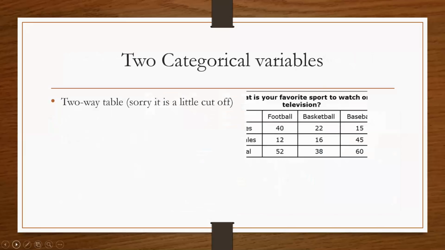And then you've also got two categorical variables. I apologize, this is a little cut off because of a formatting issue. It's breaking down on the left side by gender, and on the top it has three different sports: football, basketball, and baseball, and then a total. So you basically have two different variables: what's your gender and what's your favorite sport.